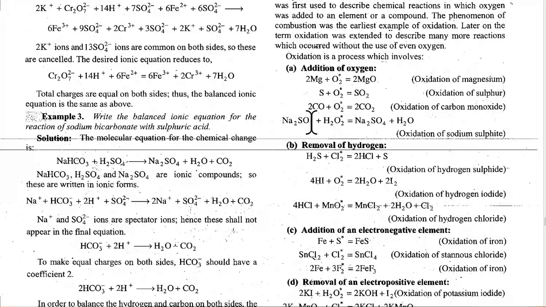Now here you see sodium sulfite, Na2SO3, reacts with H2O2, which is called hydrogen peroxide. Now Na2SO3 gets converted into Na2SO4, sodium sulfate. Okay, so here you can see SO3 gets converted into SO4. So here we say oxidation of sodium sulfite takes place in this reaction. So these are a few examples based on early ideas.